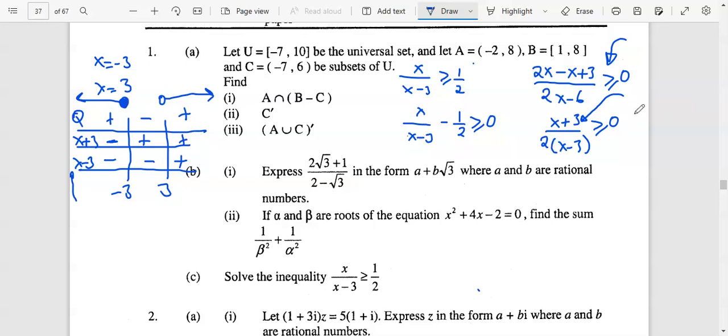Now positive 3, even if the question is saying greater than or equal to, positive 3 will not be included. Why? Because it's in the denominator. The denominator should never be equal to 0. So that is why it's going to be open.